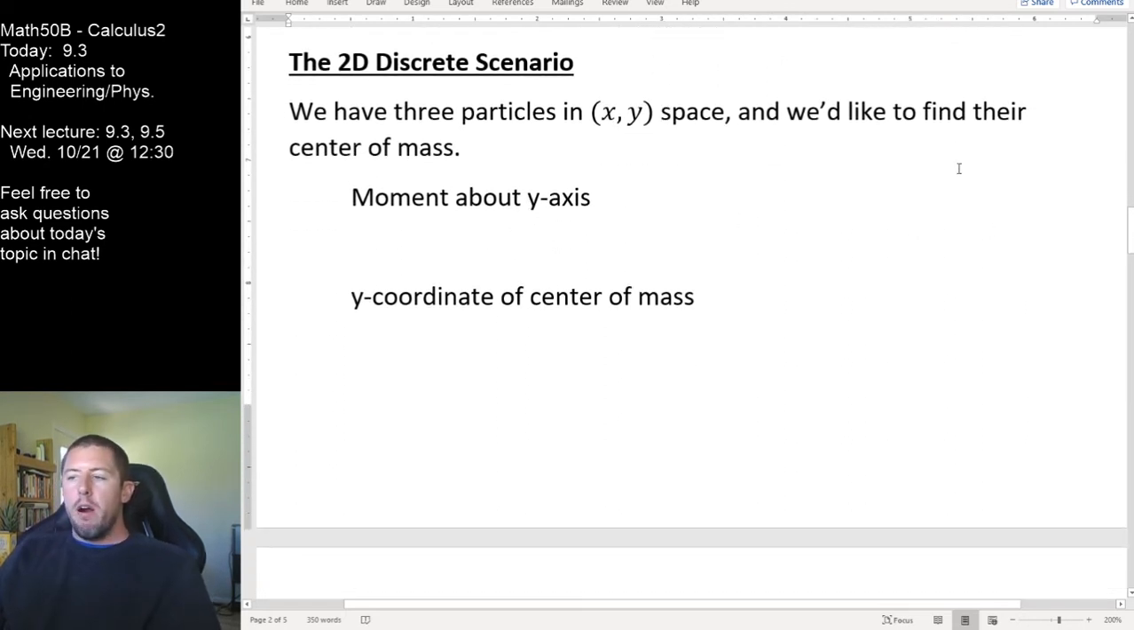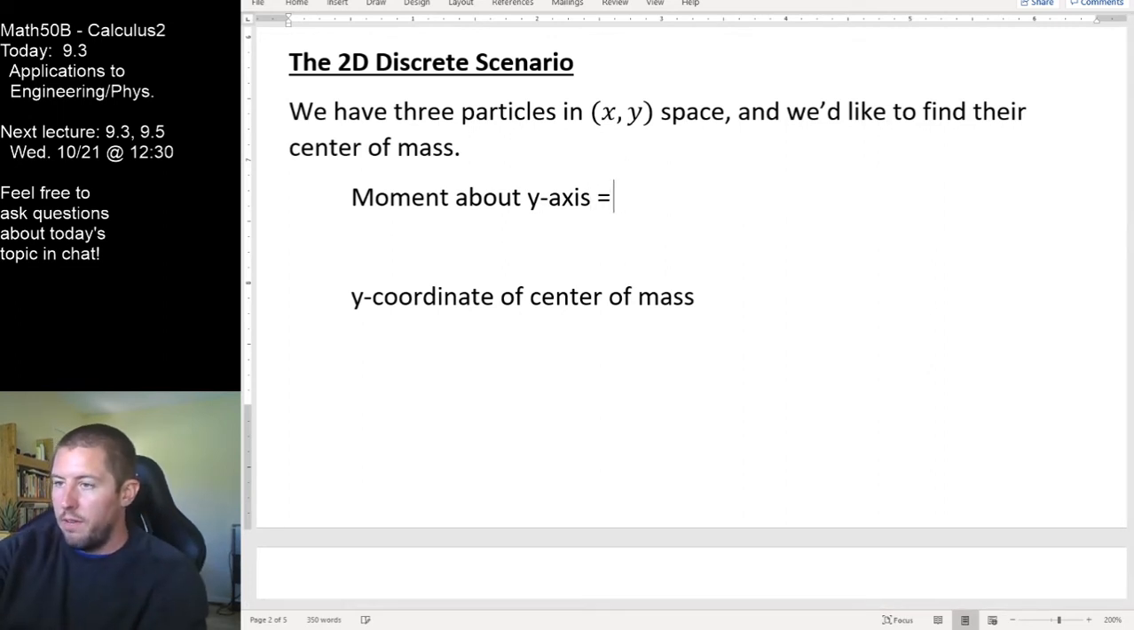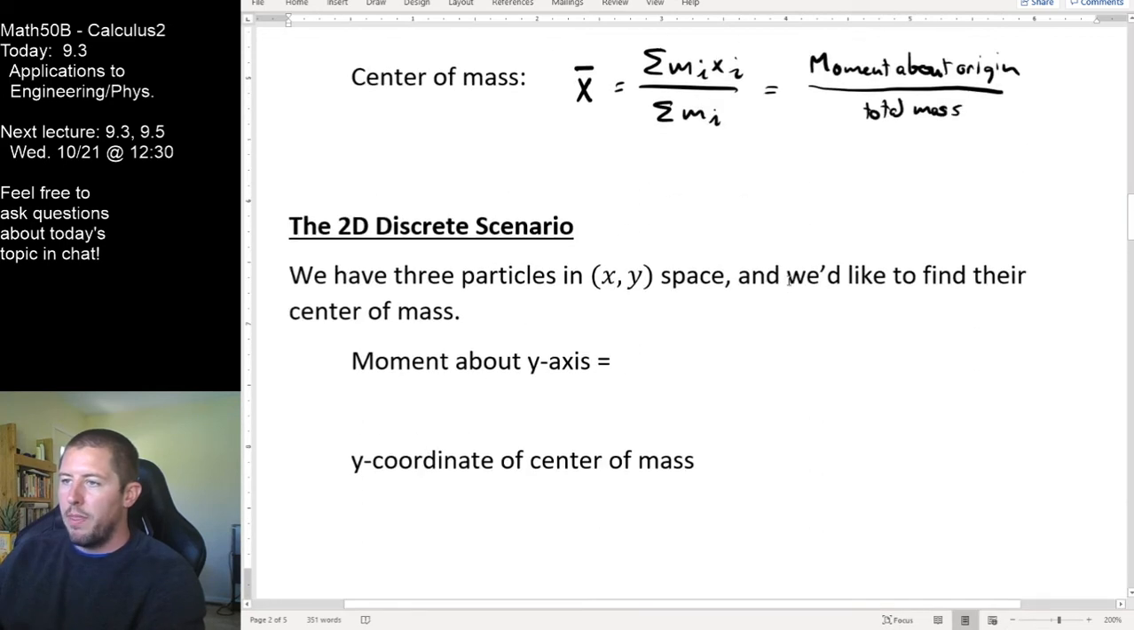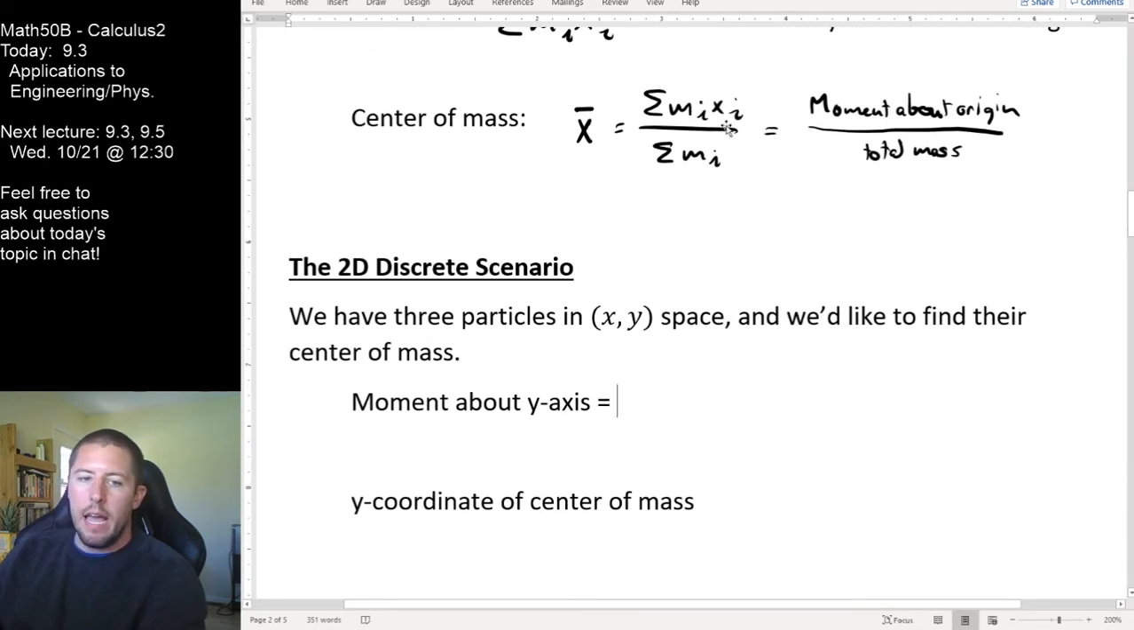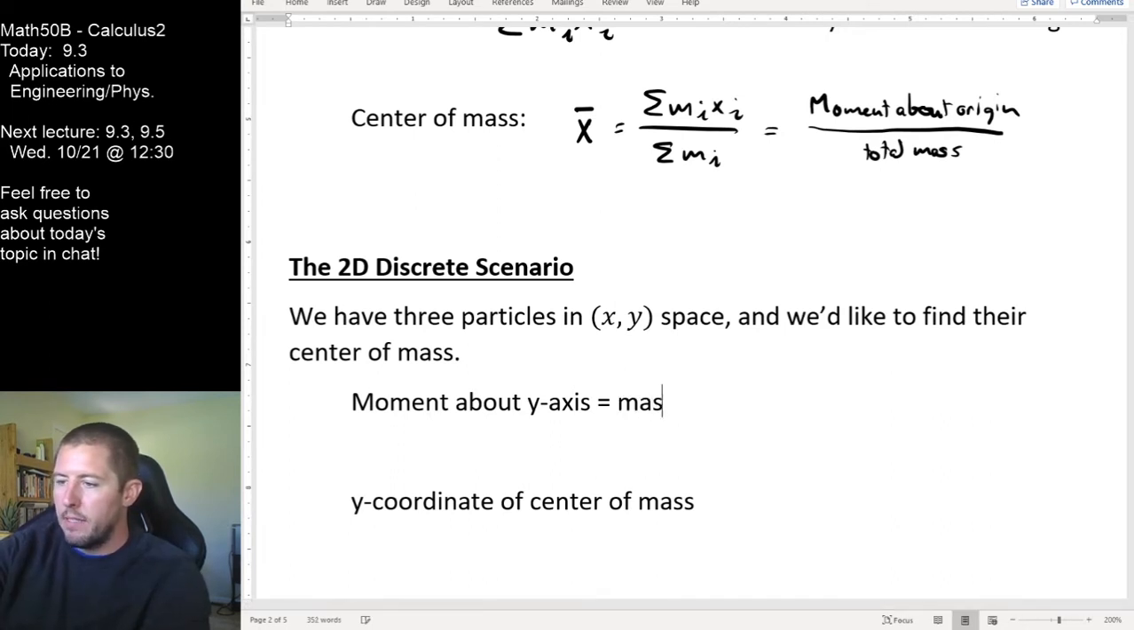So let's suppose that we have 3 particles in xy space, and we would like to find the center of mass of those 3 things. What we now need to talk about is a moment about the y-axis versus a moment about the x-axis. The way that we're going to define this is just like we had before. The moment about the axis was a mass times a distance. But up there, distance was kind of arbitrary because we only had one axis in which to measure distance. In a 2D setting, we now have 2 axes in which to measure distance, so we want to be a little bit more careful about it. So our moment about the y-axis is going to be our mass times the distance from the y-axis.